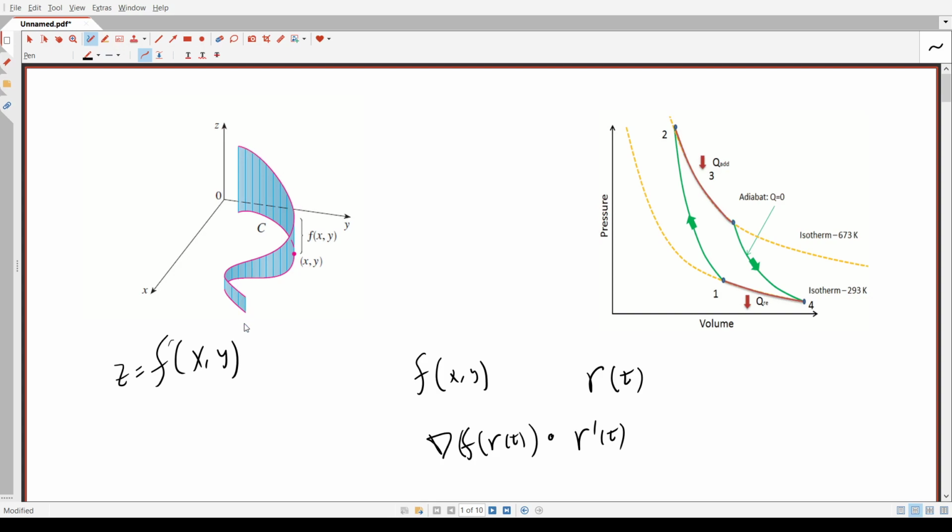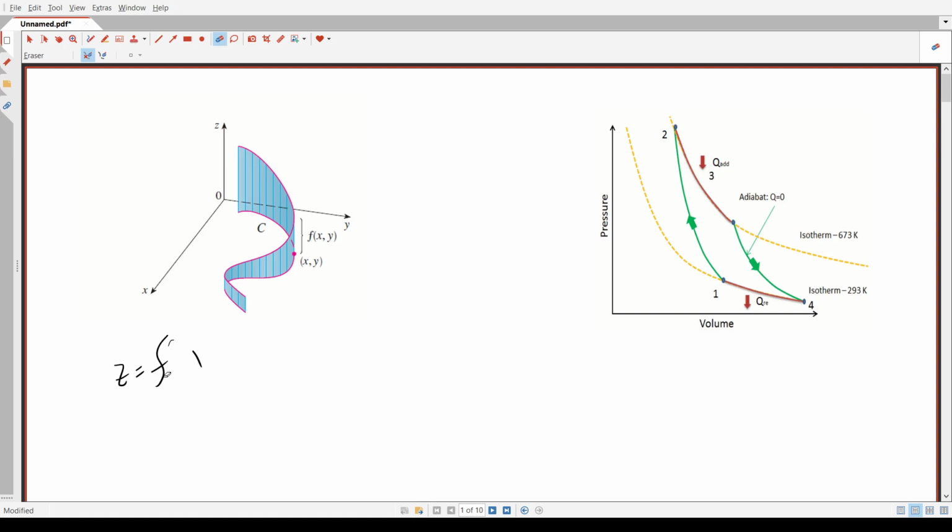Okay, so now we're going to do the opposite of that. Now we're going to integrate along this line. Like you see in this picture, the integral along this curve is going to be the area under this curve. So let's look at this. How do we compute the area, right? We chop this up into rectangles, and then we figure out the area of the rectangle.